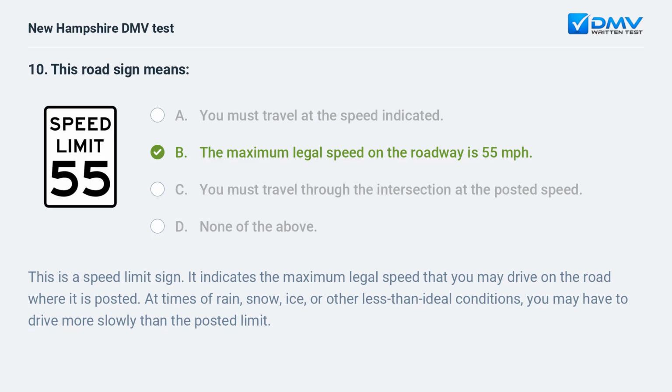This is a speed limit sign. It indicates the maximum legal speed that you may drive on the road where it is posted. At times of rain, snow, ice, or other less than ideal conditions, you may have to drive more slowly than the posted limit.